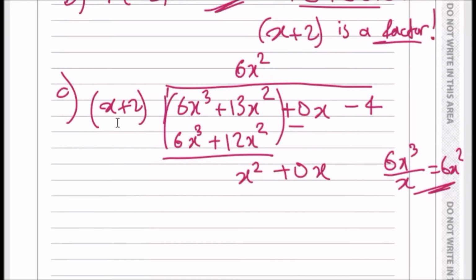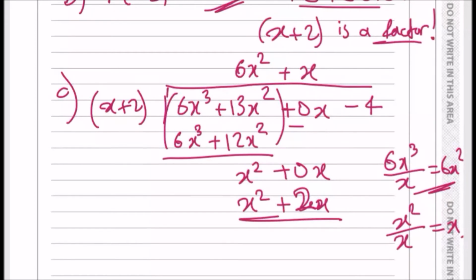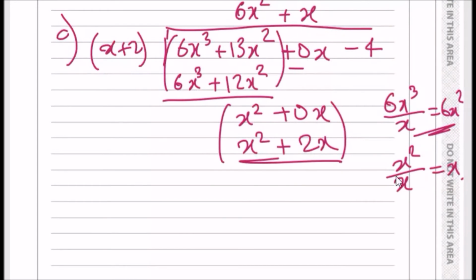Now, ask yourself, how many times does x fit into x squared? Well, it fits in exactly x times. Again, same idea: x squared divided by x is x. Now multiply x by the factor and you should get x squared plus 2x. And now subtract it again. Big bracket minus this. You should get 0 minus 2x, which is minus 2x. And lastly, drop the negative 4 down, so you get minus 2x minus 4.